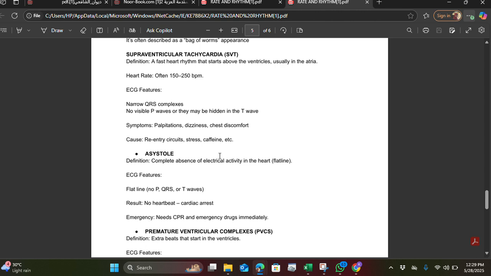Alright. So now they are narrow QRS complex, supraventricular, above the ventricles, but there's tachycardia there. Narrow QRS complex, no visible P wave because they can be hidden in the T wave. Let me show you guys.